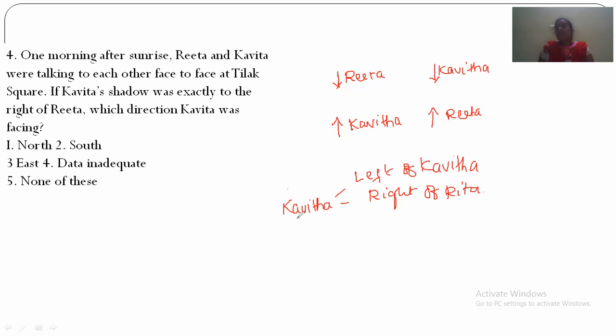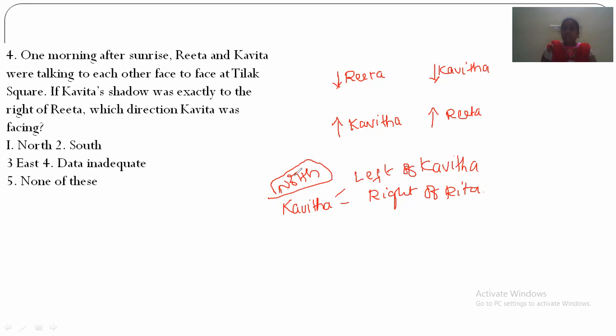So if Kavita's shadow, especially in the morning, is on her left side, which direction is she facing? Kavita is facing north. So as per the rule we learned, the basics, Kavita is in the north direction.